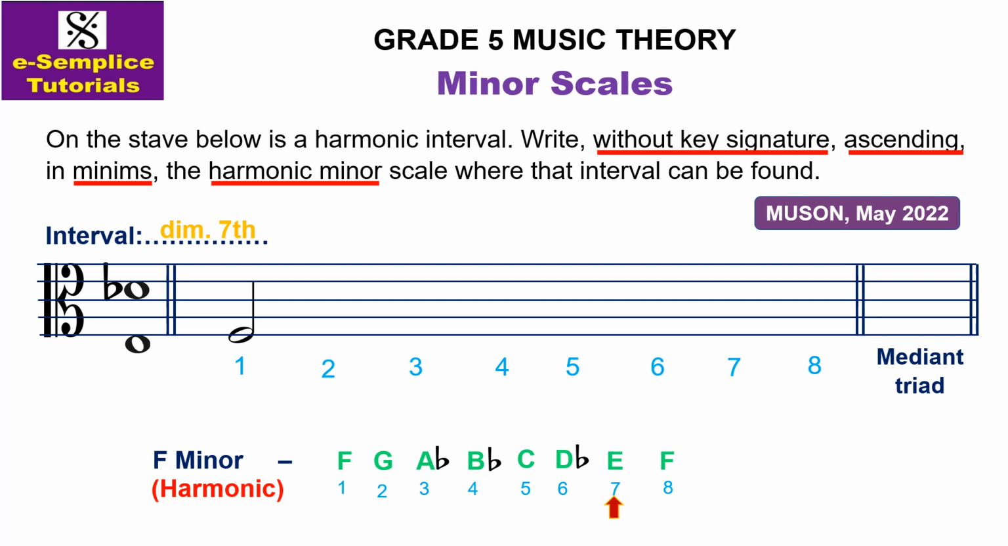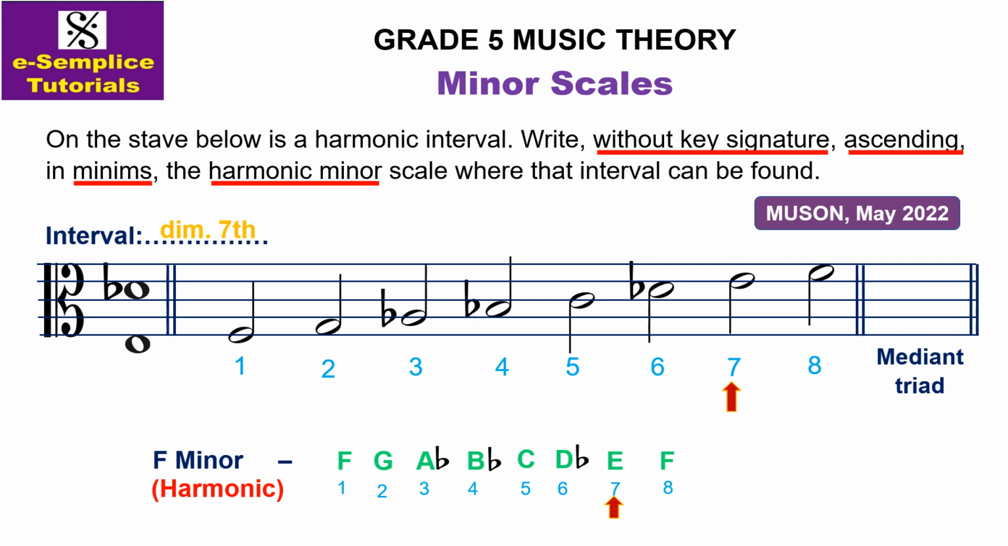Remember, you are supposed to write in minims, so that's F, G, A flat, B flat, C, D flat, E, and F. You are writing without key signature.